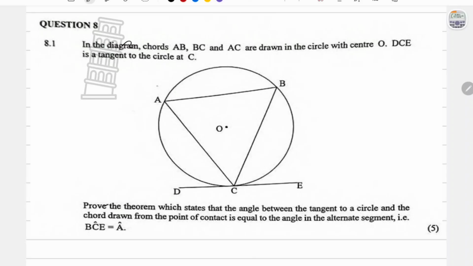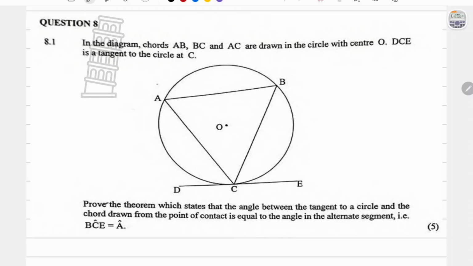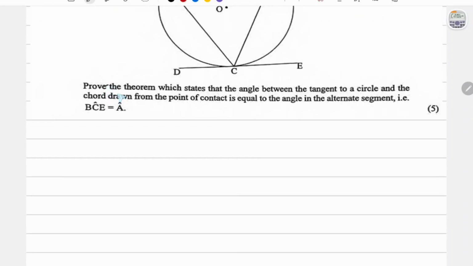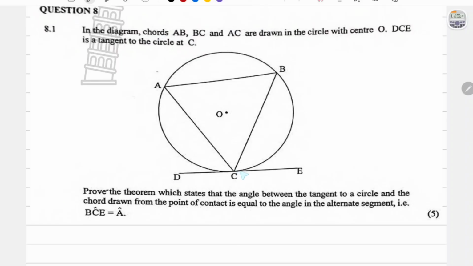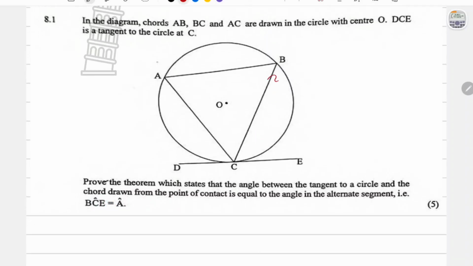So we have 8.1 and it says, in the diagram, chords AB, BC, and AC are drawn in the circle with center O. DCE is a tangent to the circle at C. The question asks us to prove the theorem which states that the angle between the tangent to a circle and the chord drawn from the point of contact is equal to the angle in the alternate segment, i.e. angle BCE is equal to angle A. So we just really have to prove that BCE, this angle, is equal to angle A. First of all, there are some constructions that we need to do. This is for 5 marks.